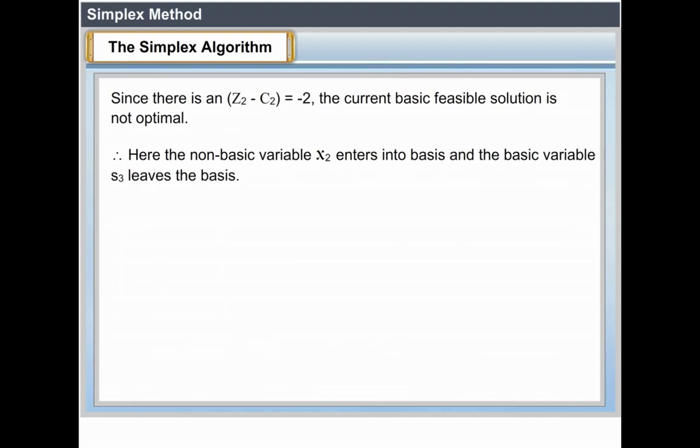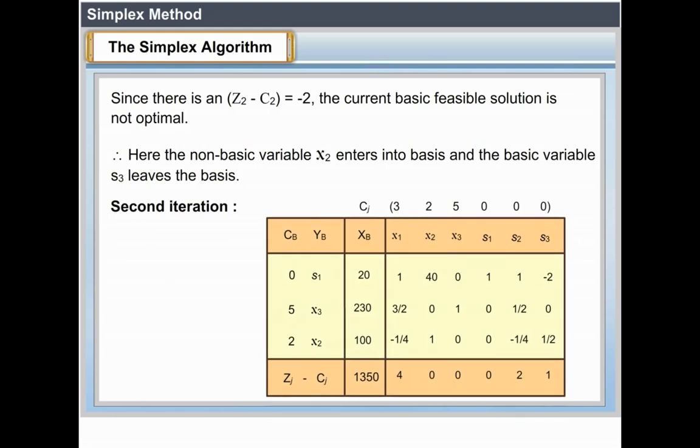Since there is a Z2 minus C2 equal to 2, the current basic feasible solution is not optimal. Therefore, here the non-basic variable x2 enters into the basis and the basic variable s3 leaves the basis. Second iteration: CB, YB, XB, X1, X2, X3, S1, S2, S3. Then we have to fill row by row.